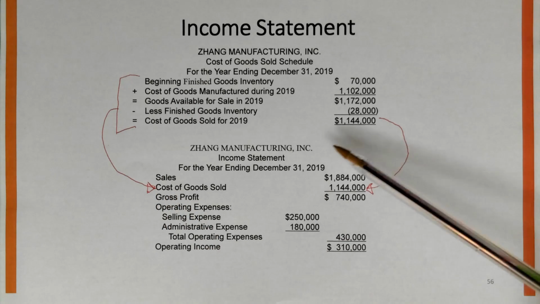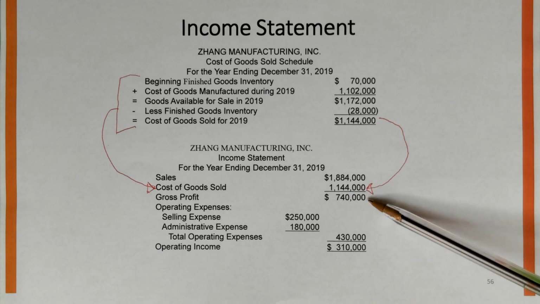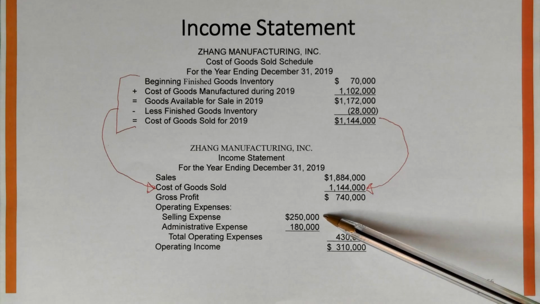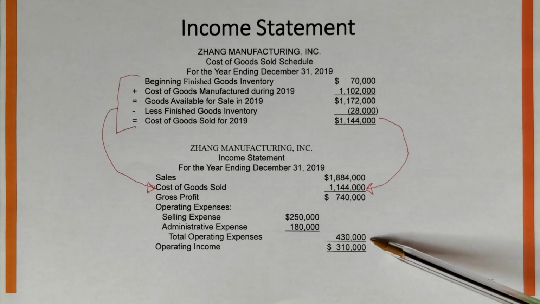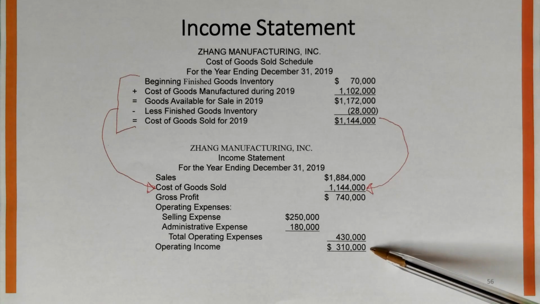So here we go. We've got our income statement. We begin with sales less cost of goods sold to arrive at gross profit. And then we take our operating expenses, which in this case are $250,000 for sales and $180,000 for administrative expenses. We total them and we get $430,000, which we subtract from the gross profit of $740,000 to arrive at net income of $310,000.